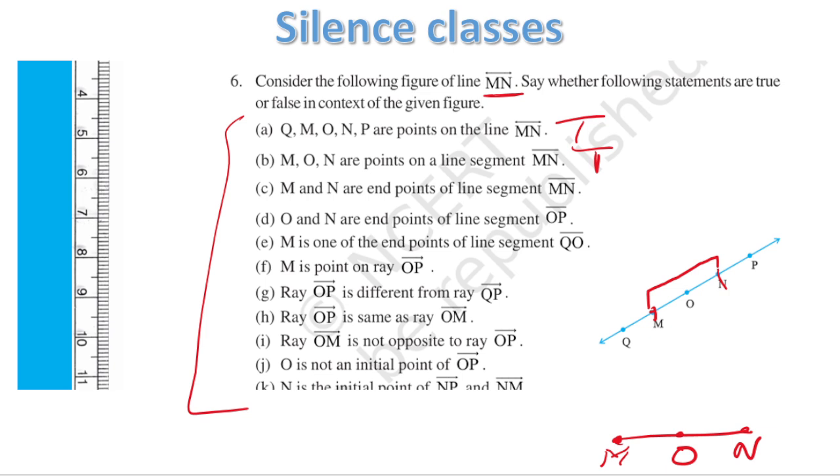What statement number 3 is saying: M and N are the end points of line segment MN. Yes, line segment M and N, and these are the end points. Both are, because it is starting from here and ending here. Means these two are end points, or the starting points, whatever we can say. This statement is also true because we are starting from M and going to N. It means we are having M and N as end points.